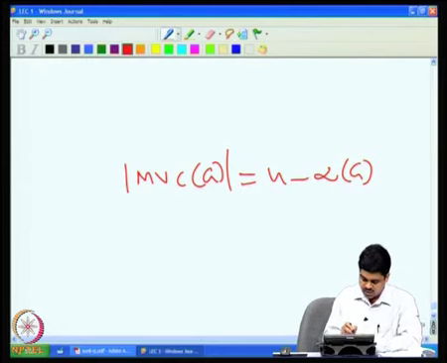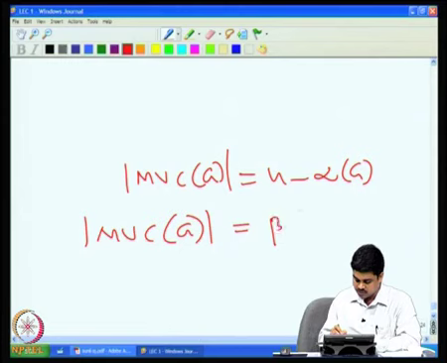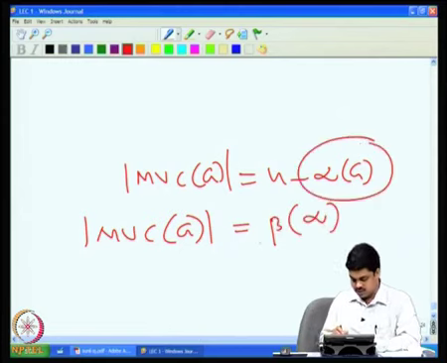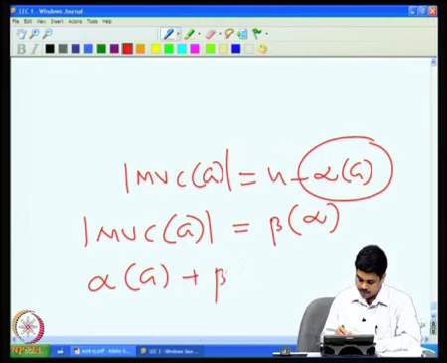So, for the cardinality of the minimum vertex cover we can denote it by, say, beta of G, because we are using alpha of G for the independent set. Then the cardinality of the maximum independent set and the minimum vertex cover together is the total number of vertices. Alpha of G plus beta of G is equal to n, where n is the number of vertices.